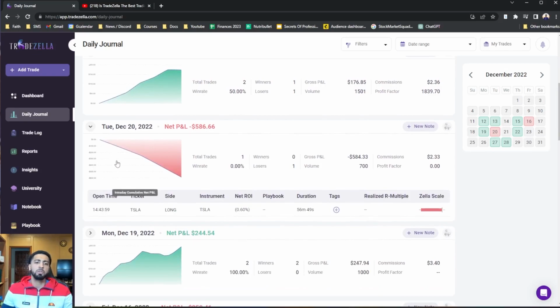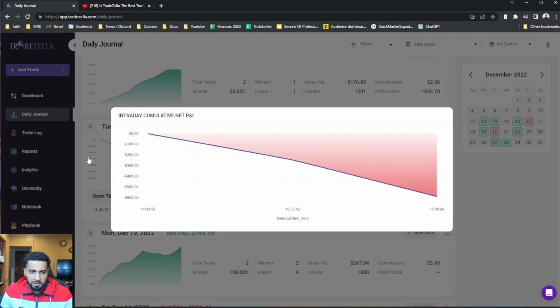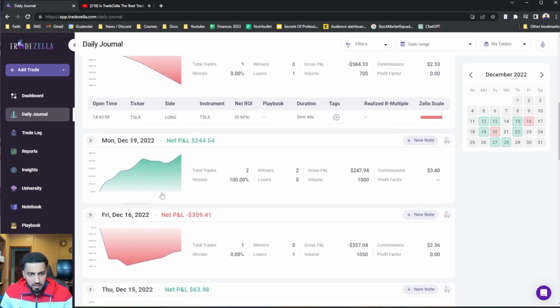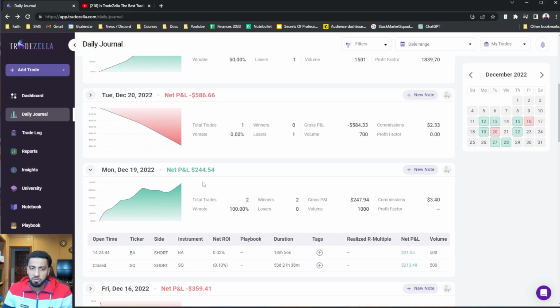For the daily journal, you can instantly see a snapshot of how your trading day went. For example, for December 20 on this Tuesday, you see the P&L is minus 586. That's how the P&L went throughout the day. Once you click the down arrow, it shows you how many trades you took and how you arrived at that P&L. On this specific day, for example, how did I arrive at $244? You see that one trade was $31 profit, another one was $213. Then you can customize it to see exactly what data you want, for example, how long you held the trade for, and whether it was a short position or a long position. So there are so many different ways to customize it however you want.